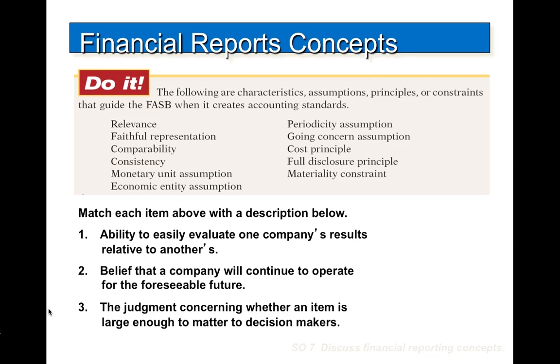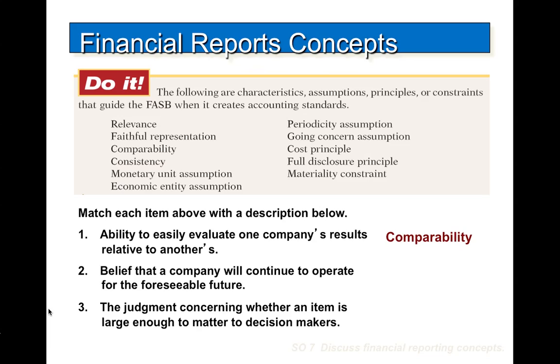Let's do it together. It says the following are characteristics, assumptions, principles, or constraints that guide the Financial Accounting Standards Board when it creates accounting standards. And you have the ones we just talked about: relevance, faithful representation, comparability, consistency, monetary unit assumption, economic unit assumption, periodicity assumption, going concern assumption, cost principle, full disclosure principle, and materiality constraint. So we're going to match each item above with the description below. The first one, the ability to easily evaluate one company's results relative to another's. Which one would that be? Comparability.